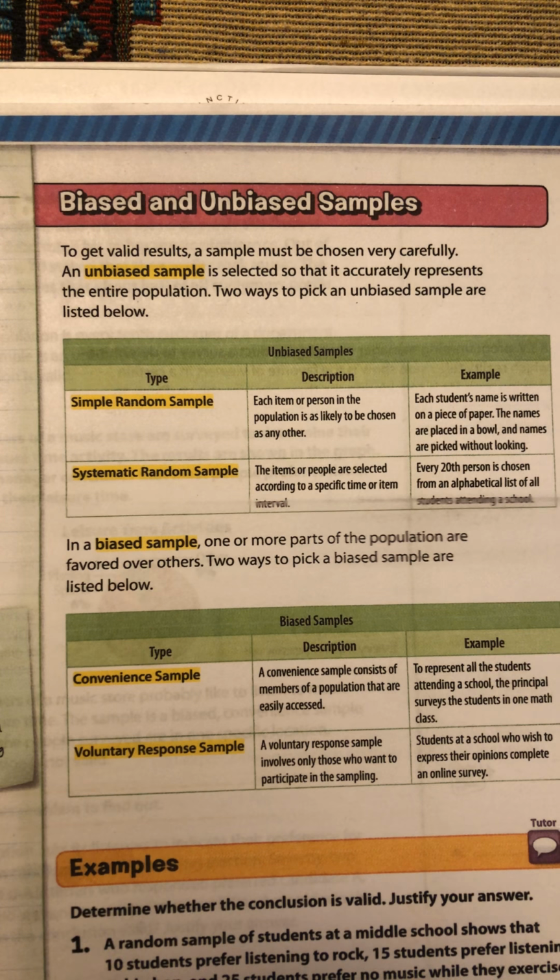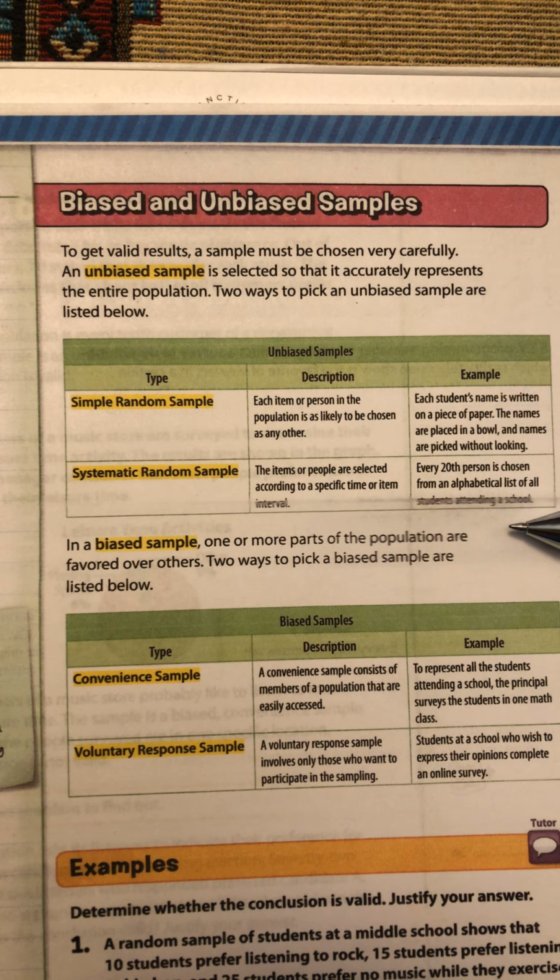Systematic random is the items or people are selected according to a specific time or item interval. So every 20th person or every 100th student, something like that. So those simple random and systematic random are both unbiased.